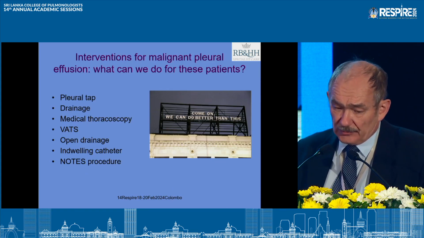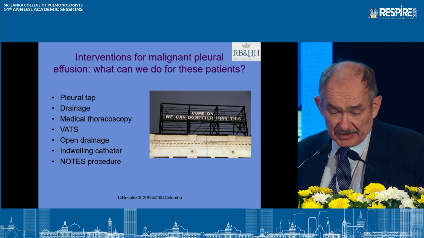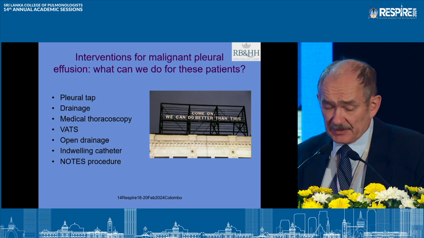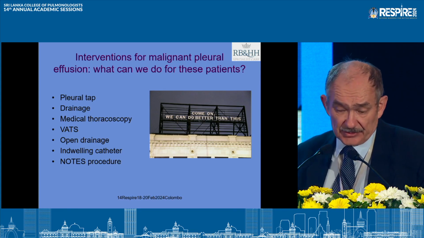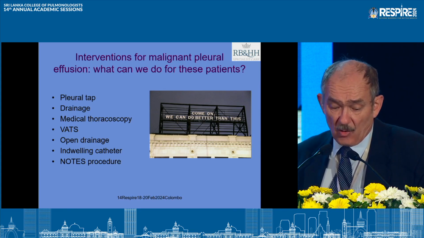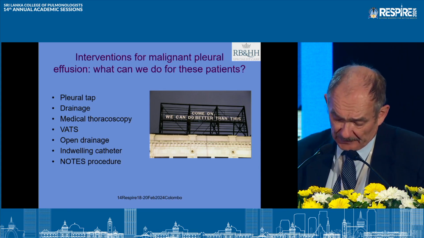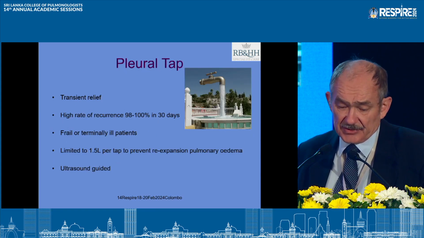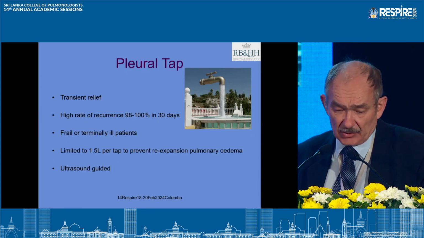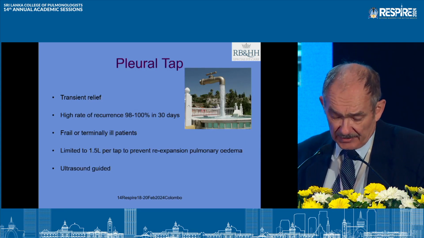We can do a lot for pleural effusions as a surgeon as well, and as you as respiratory physicians. It could be a pleural tap and drainage. We can do medical thoracoscopy and video-assisted thoracic surgery, open drainage, and even we can think about Nodes procedure. Pleural tap gives transient relief, mainly diagnostic, but it's usually an unavoidable intervention as a first step in managing these patients.